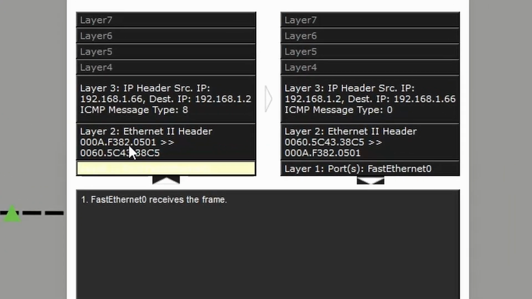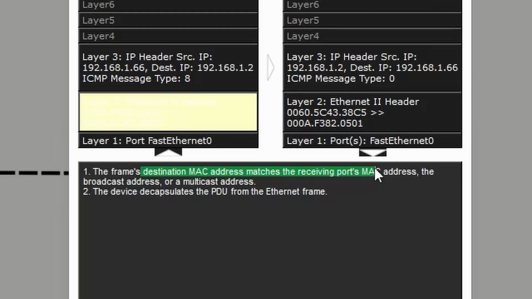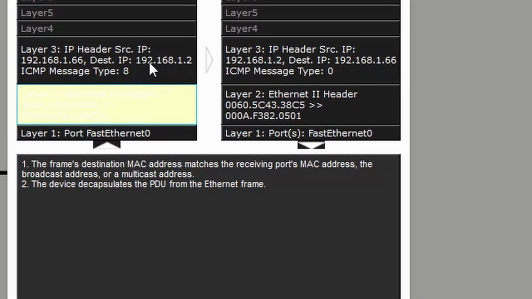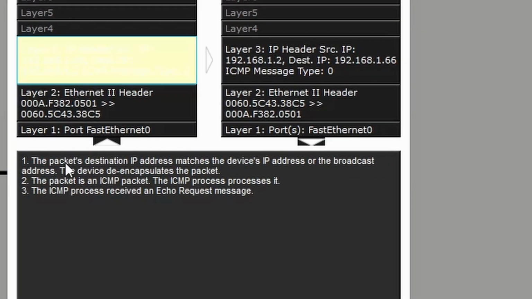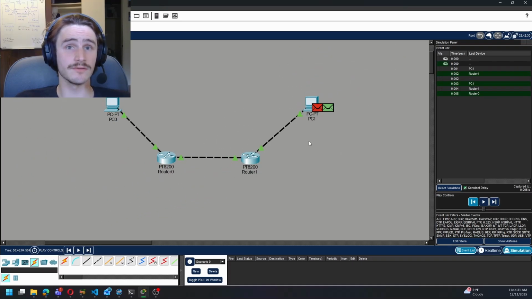PC0 receives this frame, so it looks at the frame, it sees, yep, the destination MAC address matches my MAC address. So it unpacks the frame. It looks and it sees that there's an IP packet inside that frame. Destination address 192.168.1.2. It looks at that destination IP address and it finds that it matches its own IP address. So it has now received the traffic. This is an ICMP packet. It has an ICMP program, and that program processes the packet. That is, from start to finish, how PC1 sends a ping message across subnets to PC0.